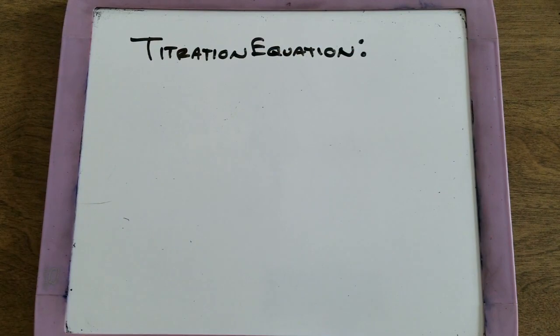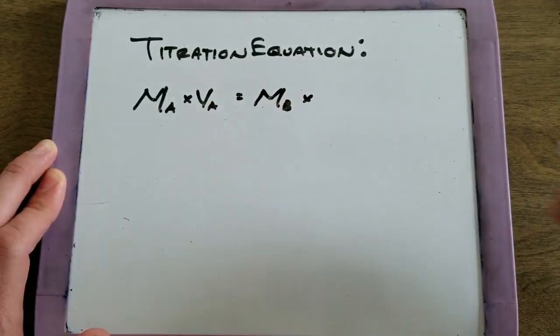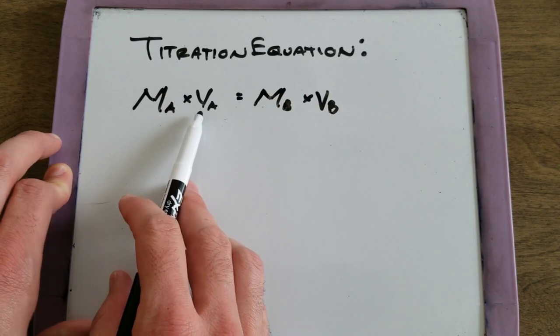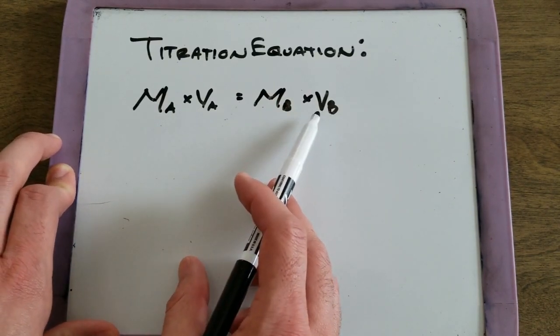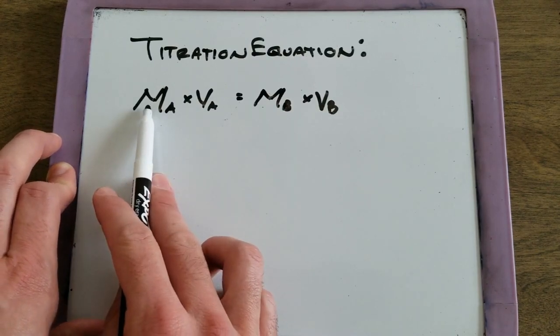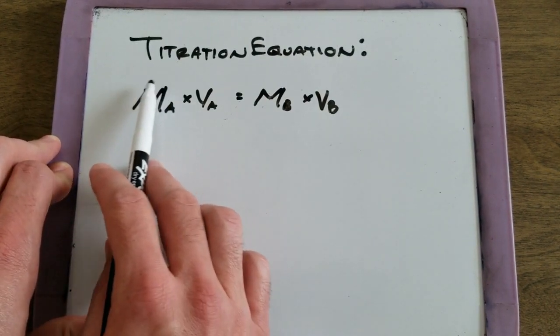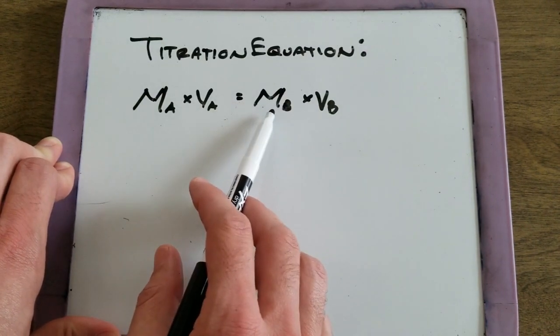And so the titration equation that we used before, that the molarity of the acid times the volume of acid used equals the molarity of the base times the volume of the base used, is oversimplified. And it's not really the molarity of the acid and the molarity of the base, but it's the molarity of the hydrogen ions and the molarity of the hydroxide ions.